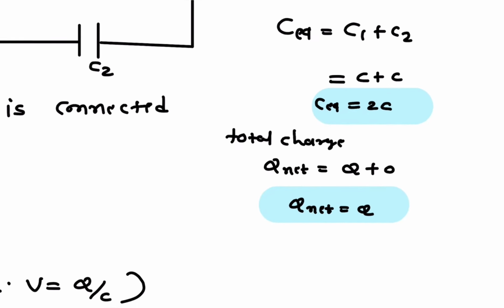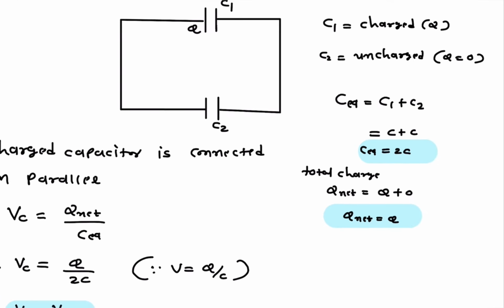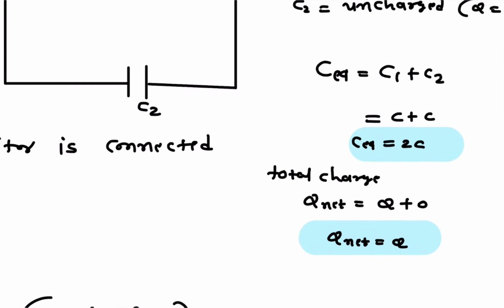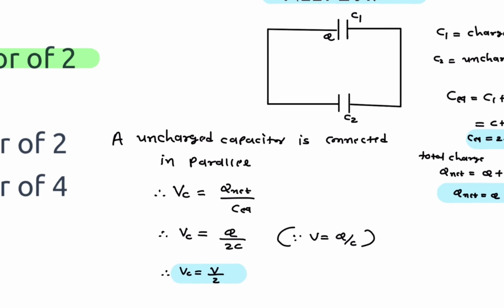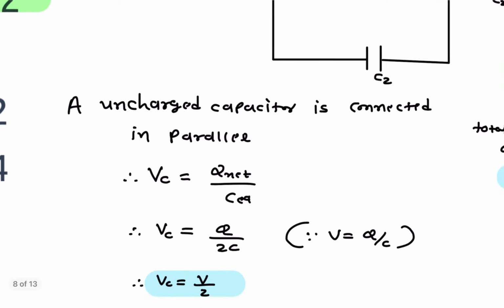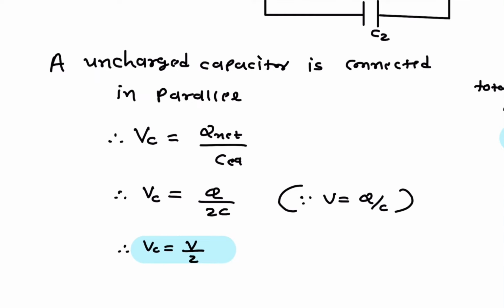Then the total charge Q net is equal to Q plus 0, because on C1 the charge is Q and on C2 the charge is 0. So total charge Q net is equal to Q. Now the uncharged capacitor is connected in parallel, then Vc is equal to Q net by C equivalent. Q net is equal to Q after connecting the uncharged capacitor in parallel with the charged capacitor. So it becomes Q by 2C, and in place of Q by C we can write V. So Vc is equal to V by 2.